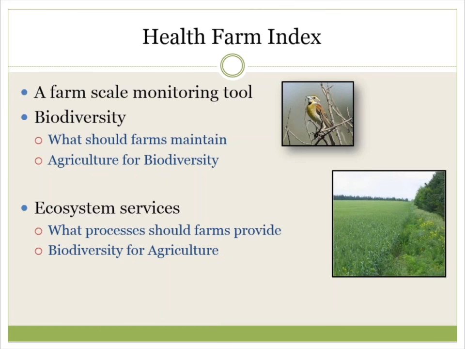There are 2 tools that are readily available for organic farmers. One's a little bit older. We started the idea of the Healthy Farm Index back in 2009. We really see this as a farm scale monitoring tool focused first on biodiversity. So what should a farm maintain? Should it maintain bird diversity, insects, plants, soil microbes, all those things along the continuum. But then I'm also starting to think about how biodiversity can benefit the farm. And so we can think about this in the context of biodiversity for agriculture, whether it's windbreaks, pollinators, and things like that.